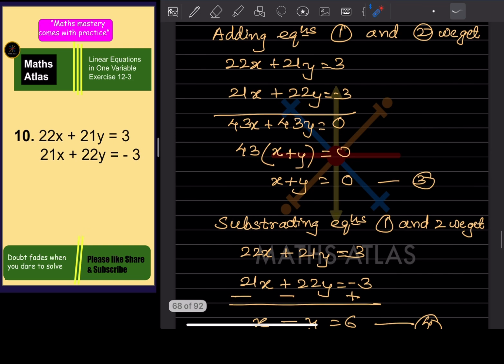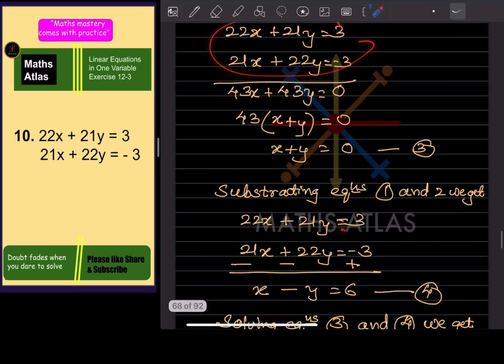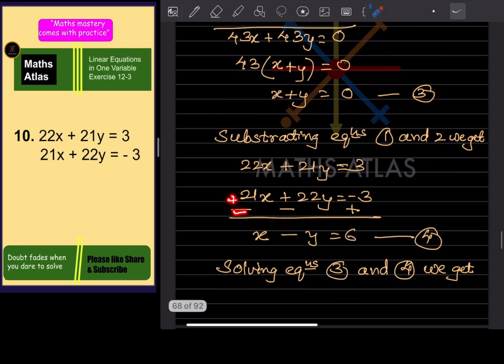Now in the same way, these equations we are going to subtract. Now see this is plus. So minus plus minus, and this minus becomes plus here. So now what we can see, 22 minus 21, that is going to be x. For this one, plus 21 and minus 22, so that is going to be minus y. Minus 1 means that is going to be minus y. And this is going to be the new sign you are going to look at. 3 plus 3, that is going to be 6. So this is equation number 4.